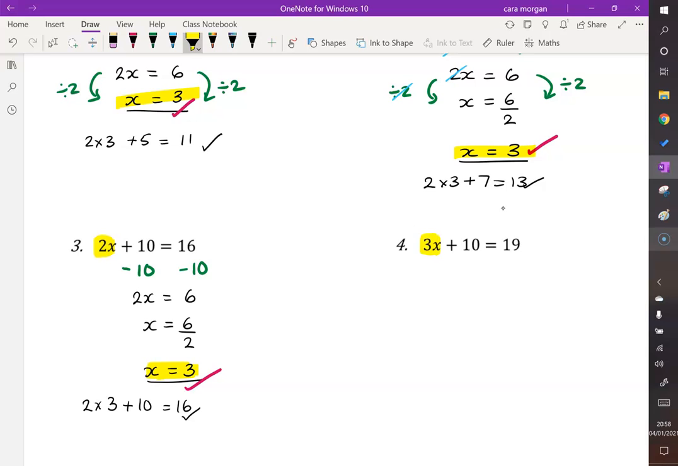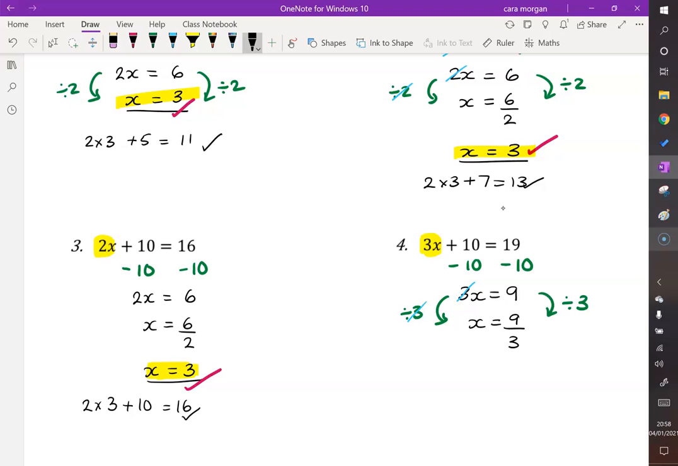Number 4. I'm going to isolate the 3 x's first by subtracting 10. Same step that I've done every time in all of these equations so far. But this time 3 x's are 9. Yay, something different at last. Dividing by 3. I really love solving equations. I find it kind of meditative in a way. And once you get used to it, it is quite meditative.